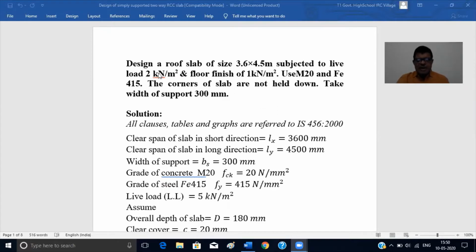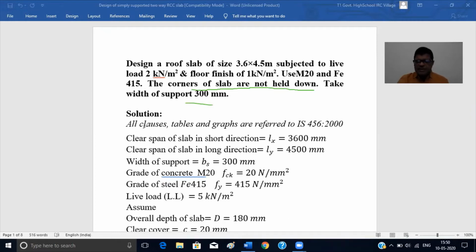So the question is design a roof slab. Size is given 3.6 into 4.5 meter. And live load is given 2 kilonewton per meter square, floor finish 1 kilonewton per meter square, M20 grade concrete and Fe415 grade of steel. Corners of slabs are not held down. This means we will not provide any torsion reinforcement in this case. So there is no design for torsion, no design for torsional steel. And width of support is given 300 millimeter.